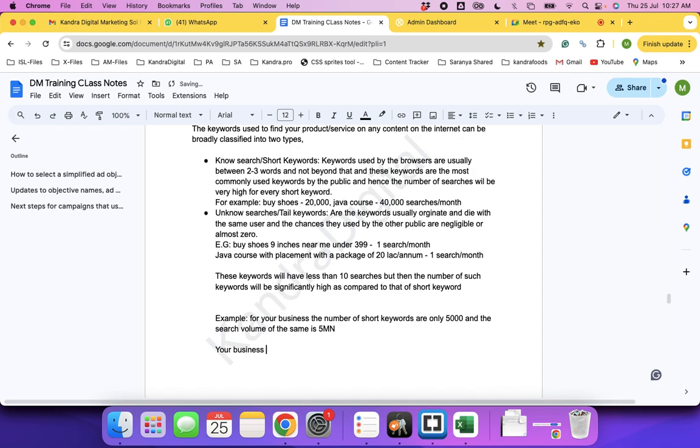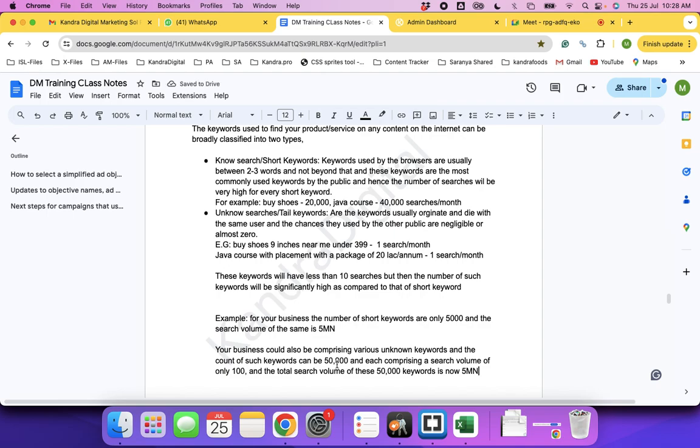Your business could also be comprising various unknown keywords, and the count of such keywords can be 50,000, each comprising a search volume of only 100, and the total search volume of these 50,000 keywords, 50,000 into 100, is now 5 million again, correct? Correct, everyone understood?